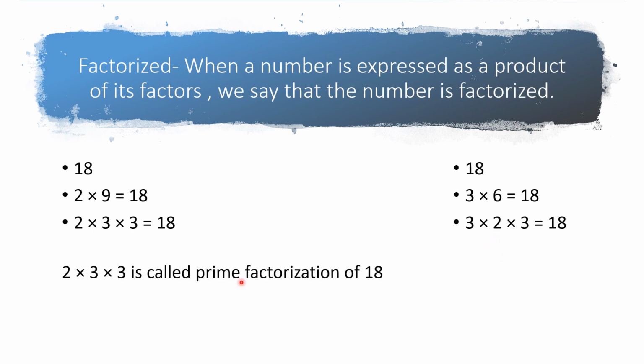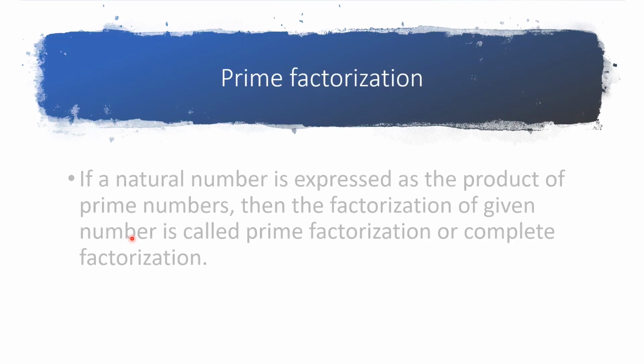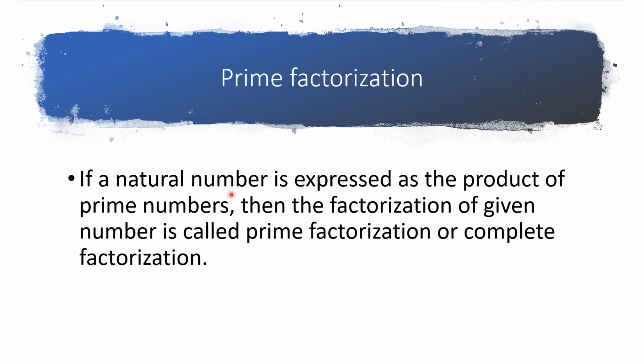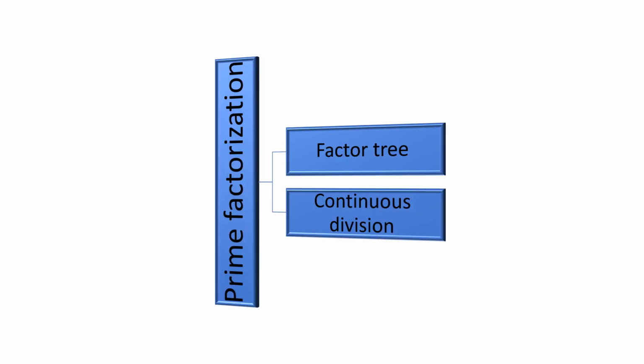It means 2 multiplied by 3 multiplied by 3 is called the prime factorization of 18. Here 2 and 3 are prime numbers. That's why it is called prime factorization of 18. It means we can say that if a natural number is expressed as the product of prime numbers, then the factorization of the given number is called prime factorization or complete factorization. There are two methods to do prime factorization. One is the factor tree and another one is the continuous division method.